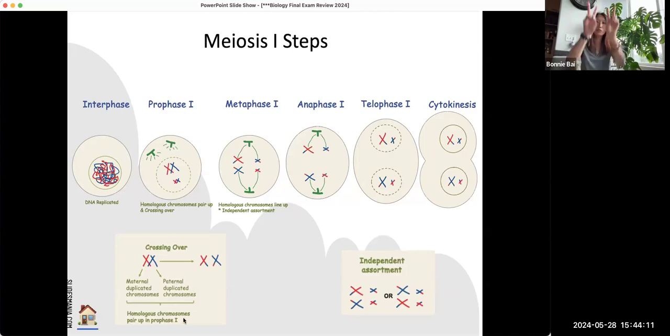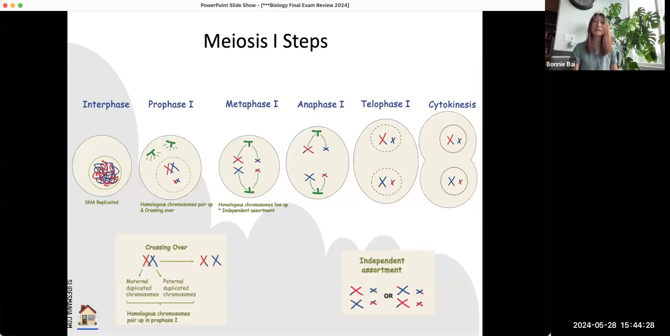Metaphase 1, homologous chromosomes line up at the metaphase plate, right? M for middle. Anaphase 1, homologous chromosomes separate. Telophase, you see how telophase has 2 nuclear envelopes and they're all in dotted lines, dotted circles. And cytokinesis is when the cell actually divides.